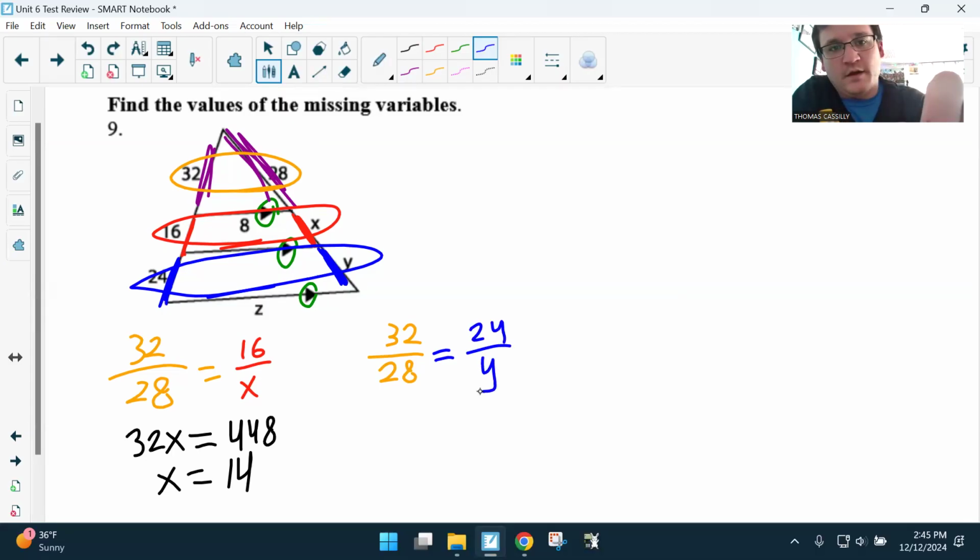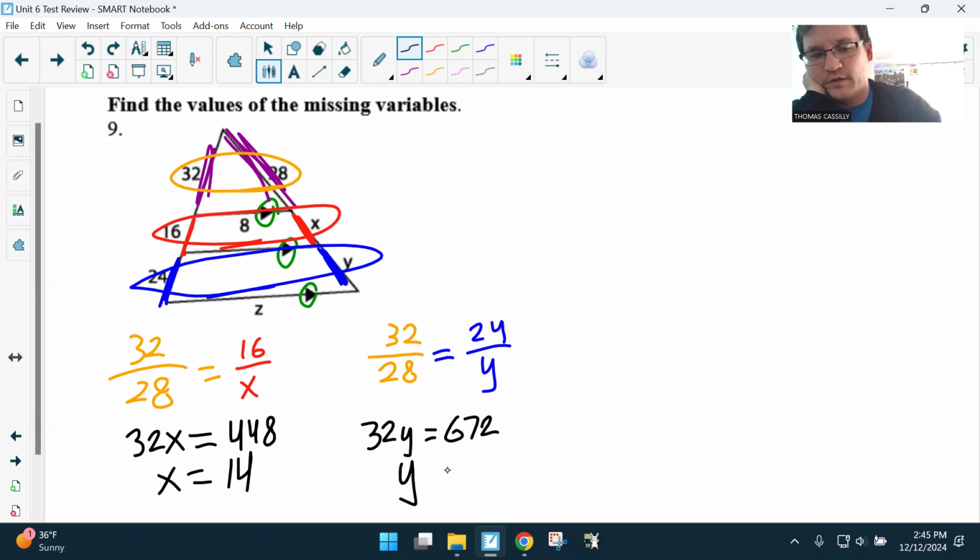All right, let's see here, cross multiplying this one. 32y equals 24 times 28. That's 672. Therefore, y equals, what does y equal? 21. All right. And again, let's just say we wanted to check.